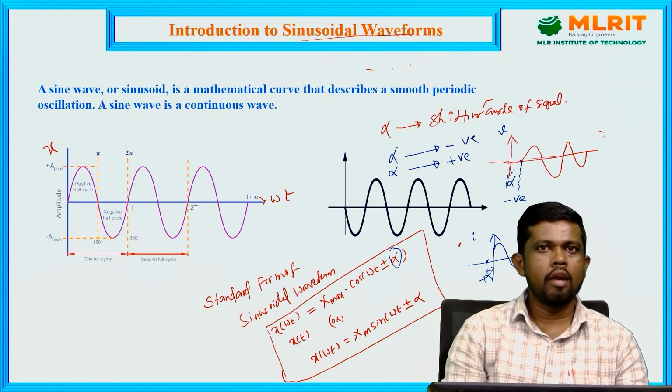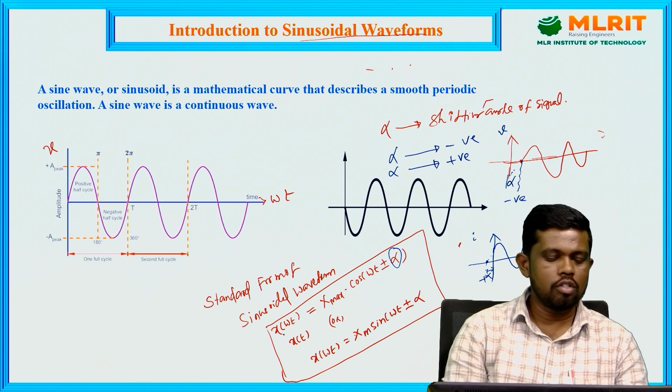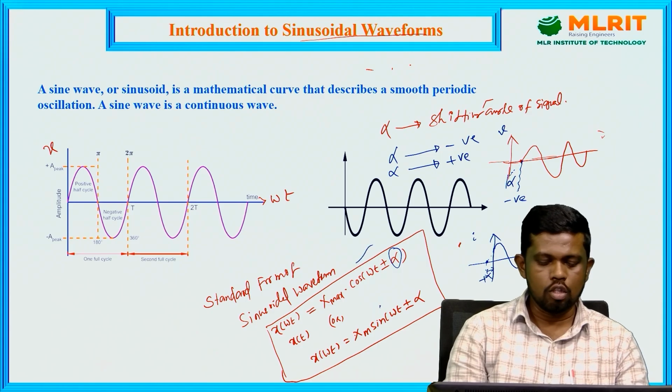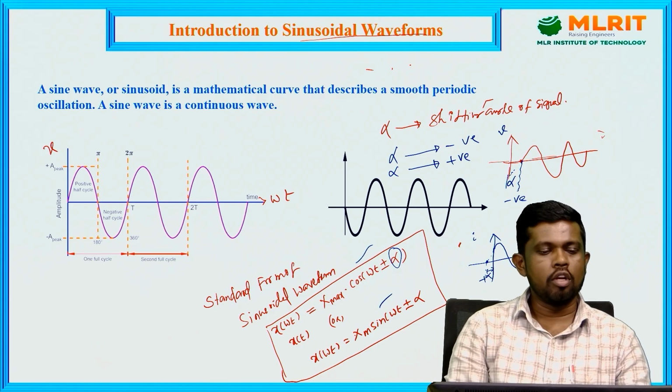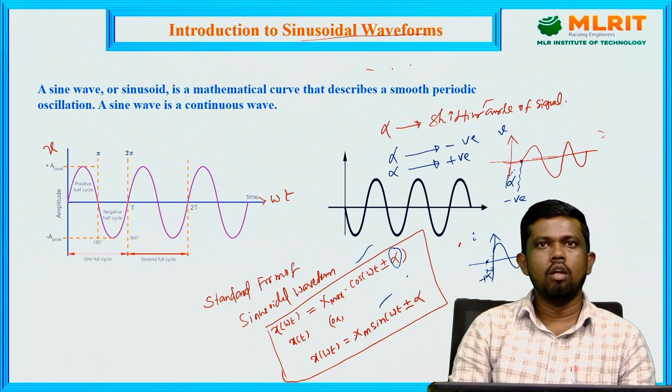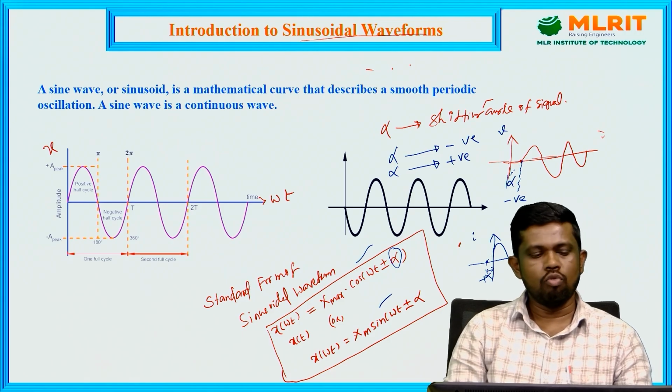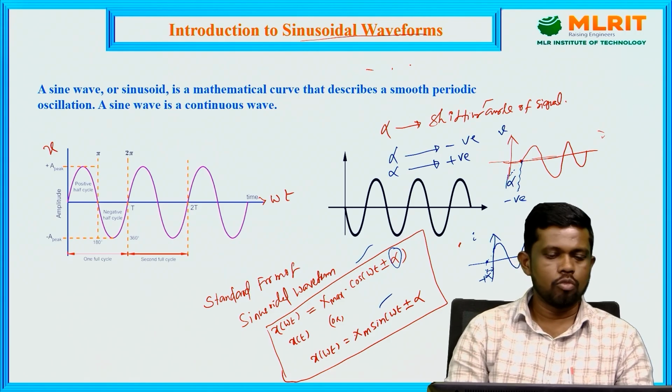So this is the standard and generalized form of the sinusoidal signal, that is x of omega t equal to x max into cos of omega t plus or minus alpha. We can consider either this or this one. So this is the introduction to the sinusoidal waveform. Sinusoidal doesn't mean only a sine wave; a shifted sine or a cosine wave we can also treat as a sinusoidal waveform.